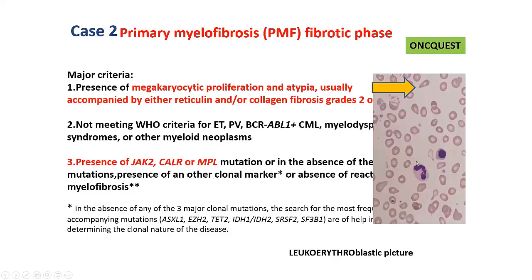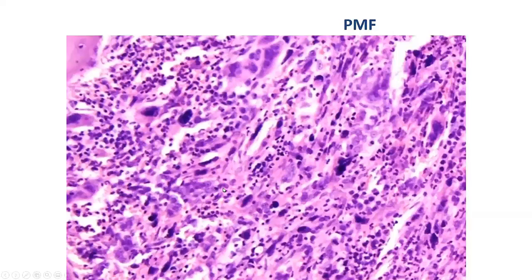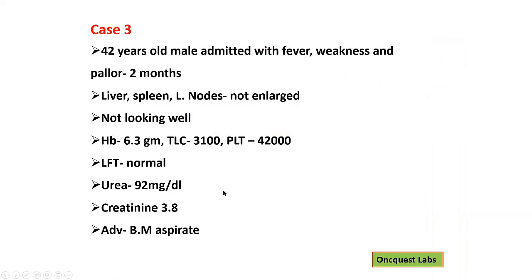Now this is a picture of a PMF where we find these teardrop cells. That is number one, which is classical. The second thing is leukoerythroblastic blood picture in which we find nucleated RBCs, and we also find myelocytes and metamyelocytes. And of course, one of these driver mutations, JAK2, CALR or MPL. Now this is PMF. Then we go on to case number 3.